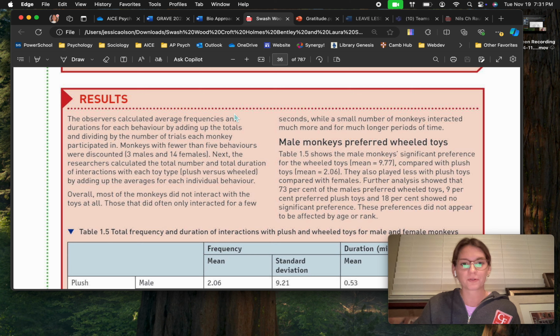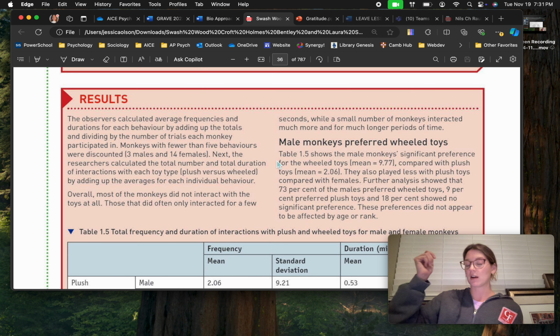Okay, so frequency, that is how many times, and duration, for how long. So they weren't just looking at which toy they played with. They were looking at how many times each behavior occurred. I think it's a controlled observation. Figure it out. They were looking at how many times. That's frequency. How many times each behavior was done.